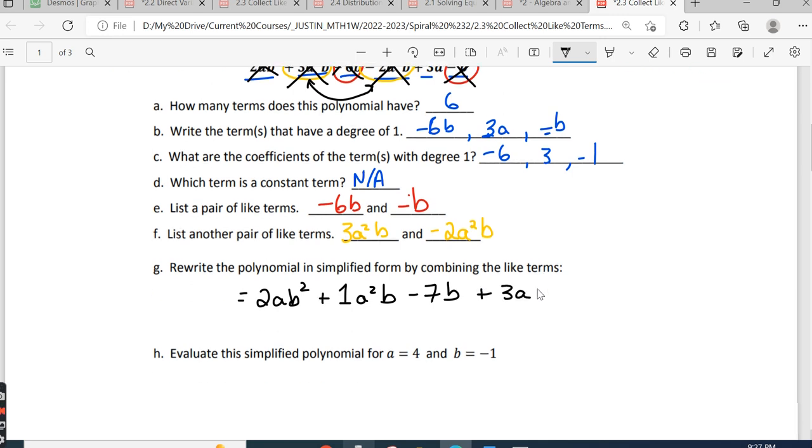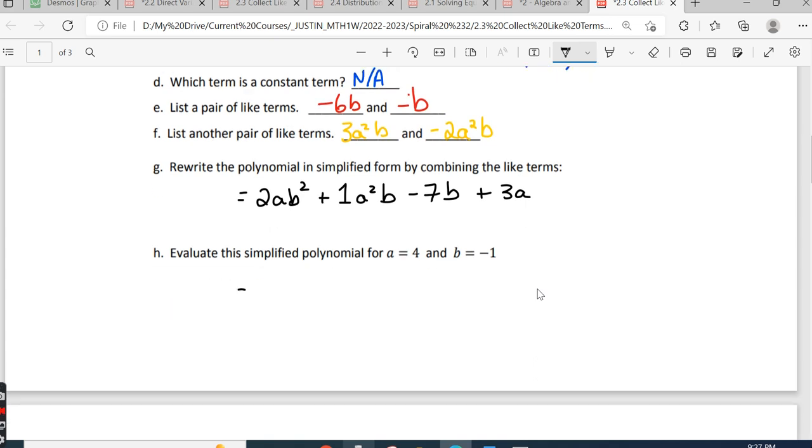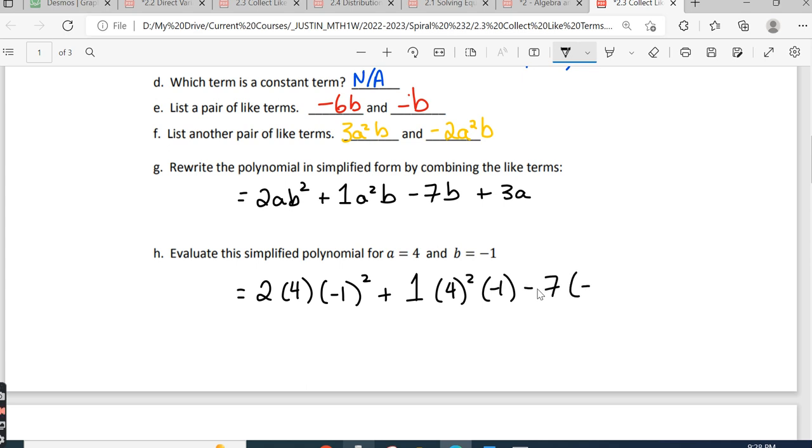And then last but not least, plus 3a, and we're done. Now to solve this polynomial, we do the same thing by subbing in the values. Instead of a, I will have 4. Instead of b, I'll have negative 1. Instead of a, I will have 4 again. Instead of b, I will have negative 1. Minus 7, instead of b, I'll have negative 1. Plus 3a is 4.